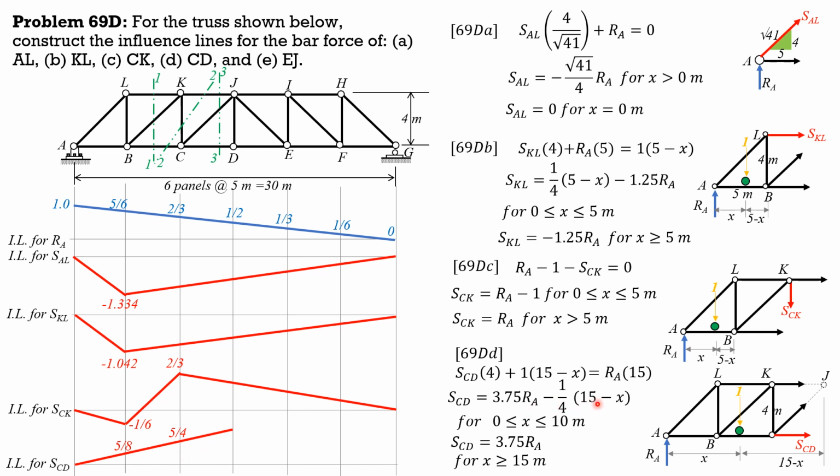When x is 15, this is 0, so 3.75 of 1/2 is 1.875, and that is 15/8. Then beyond that, it is a linear function. It is decreasing, so we just connect to 0 at the other end. So that's the influence line for CD.